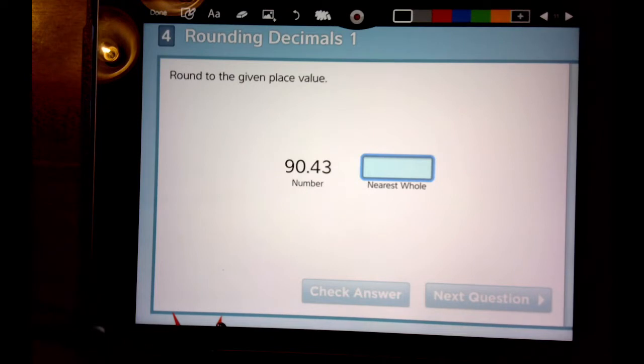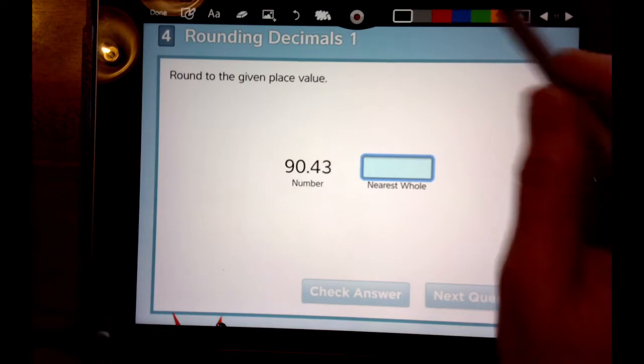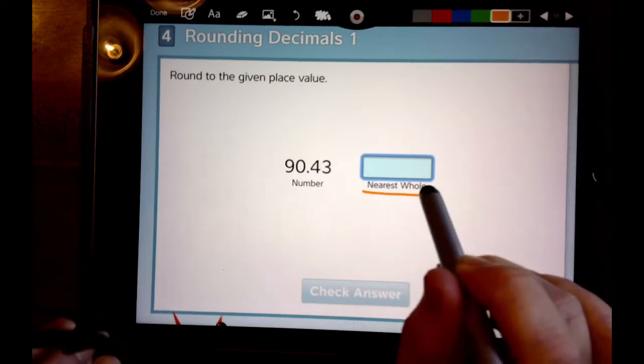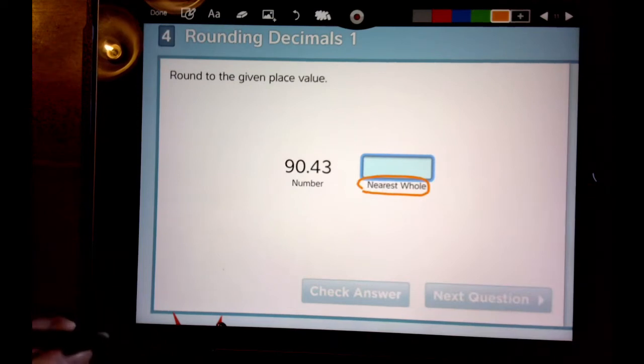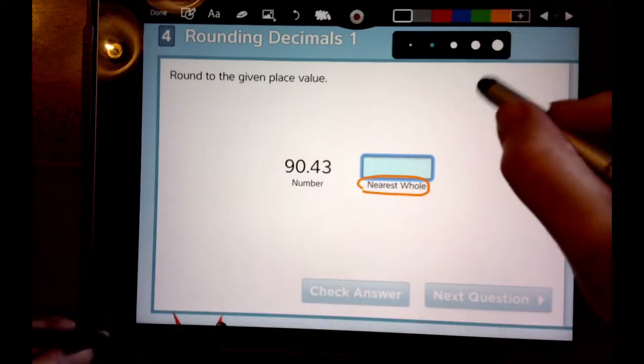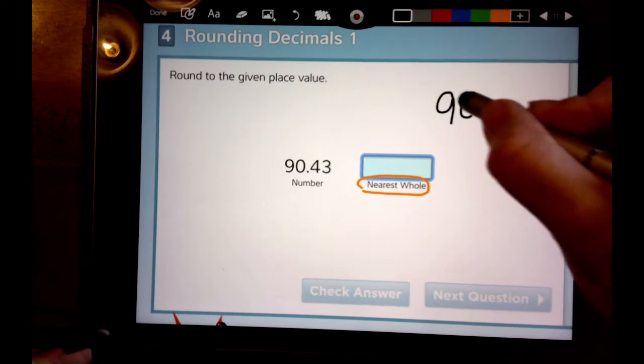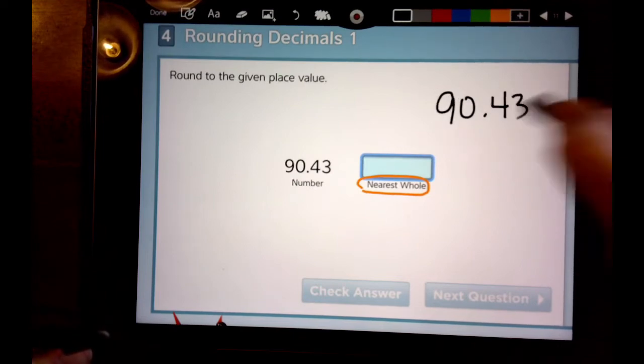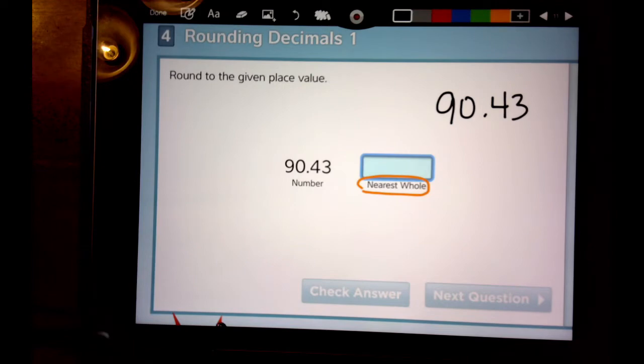All right, now taking a look at lesson 4. In lesson 4, you are asked to round to the nearest place value that's given. So you always need to look right here. This one is asking you to round it to the nearest whole number. I'm going to rewrite this problem, and you might want to do the same on a whiteboard. Any time that it asks you to round to the nearest whole number, that always means our ones place.